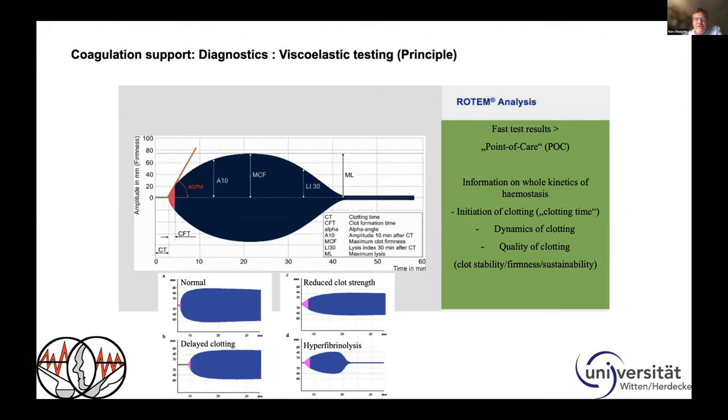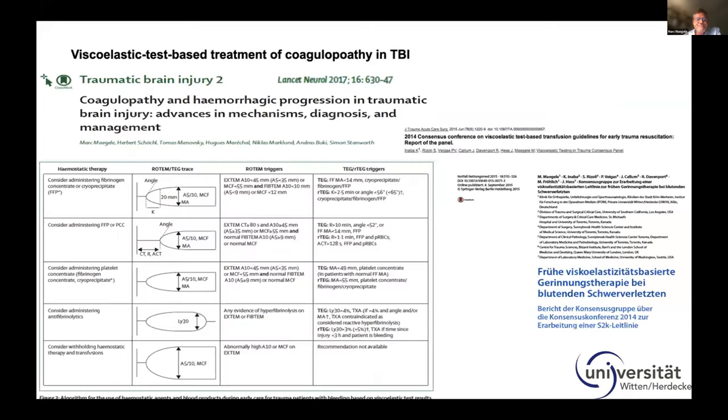And as outlined previously, this testing assay provides fast results. I will talk about this later, as it can be performed as a point of care strategy at bedside, in the emergency department, on the ICU, or even in the OR. And there has been much debate on how to introduce this technology into daily clinical practice.